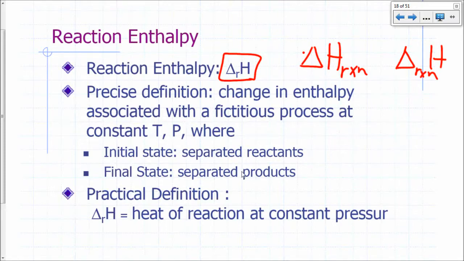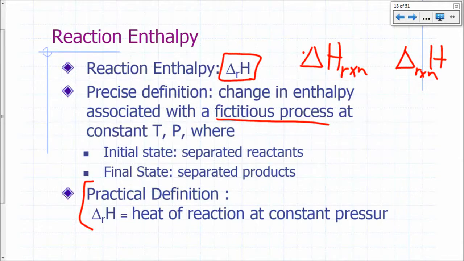So reaction enthalpy is just the difference in the enthalpy of the products and the reactants. Imagine a fictitious process where you start out with your reactants separated from each other, then you mix them, the reaction happens, you make your products, and then the products are separated. If you were able to get the H for the separated products and subtract the H for the separated reactants, that's called your reaction enthalpy. That's a fictitious process.